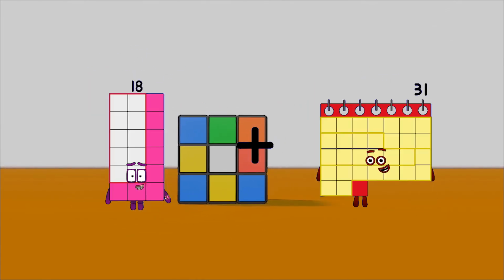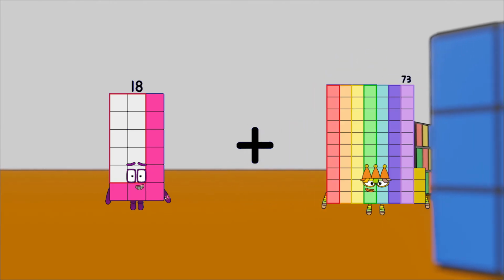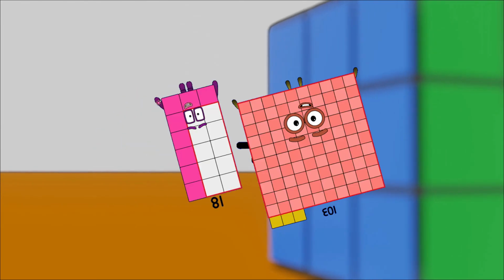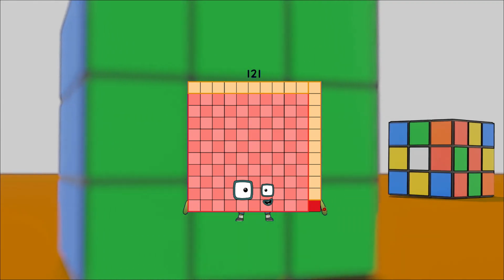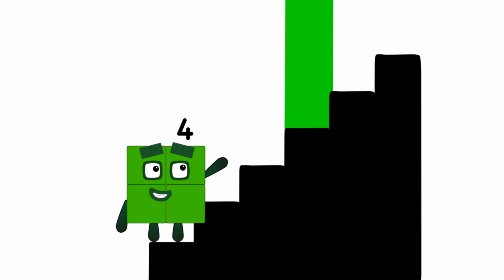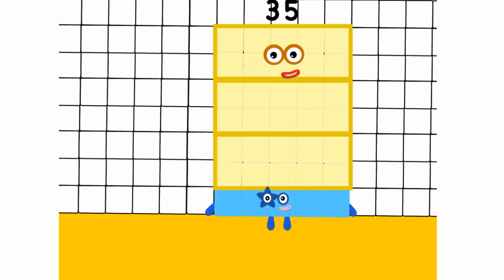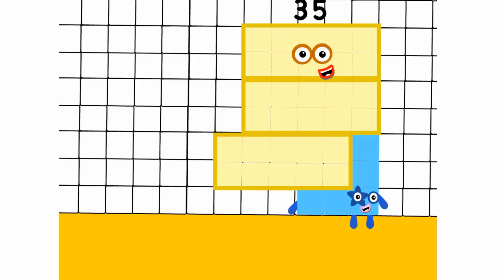18 plus 103 equals 121. Step 4. Making patterns. That is your 7x5 pattern. Great! Haha! What in the number of Earth is that?